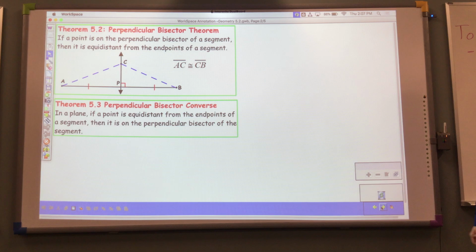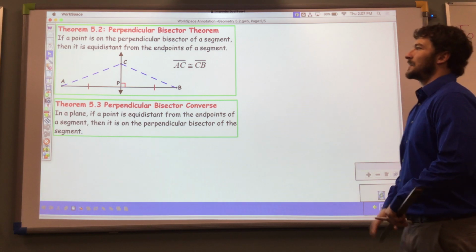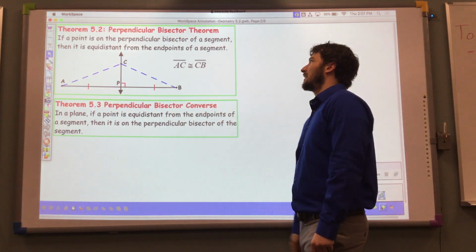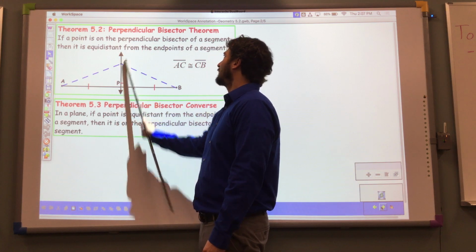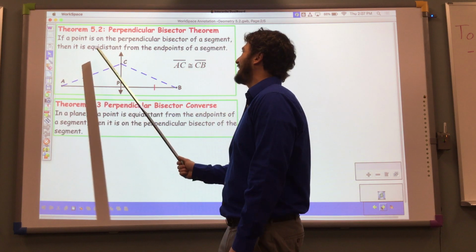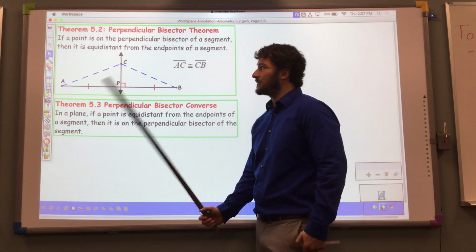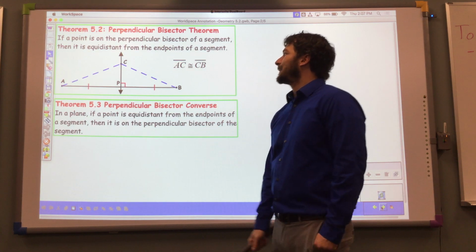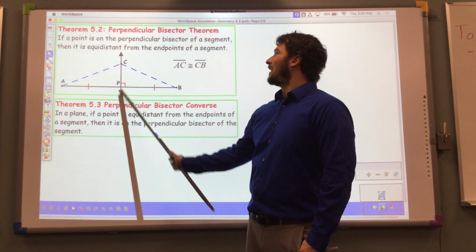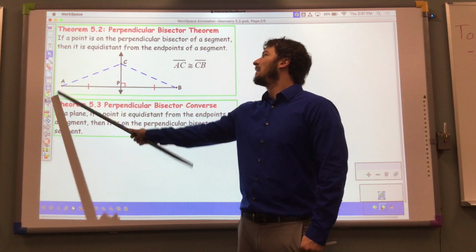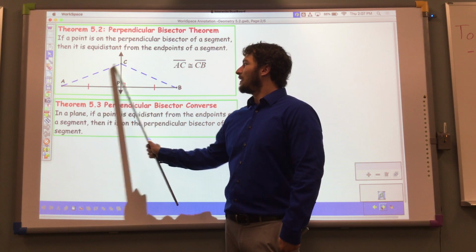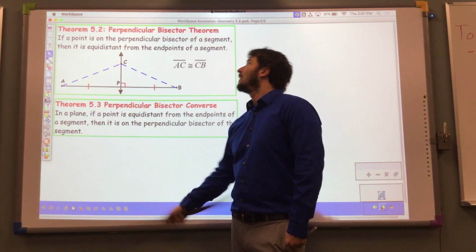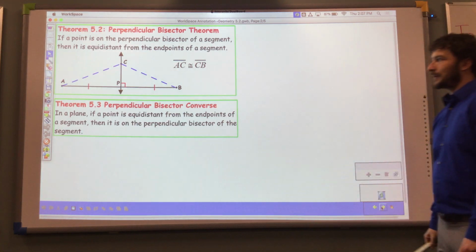Several theorems today. Here are the first two. First one's your perpendicular bisector theorem. It says if a point is on the perpendicular bisector of a segment, so if you have any point on your perpendicular bisector, then it's going to be equidistant, meaning equal distance, from the endpoints of the segment. So any point on this line is going to be equidistant to A and B. So for example, here our point is C. That means that this segment and this segment would be congruent.